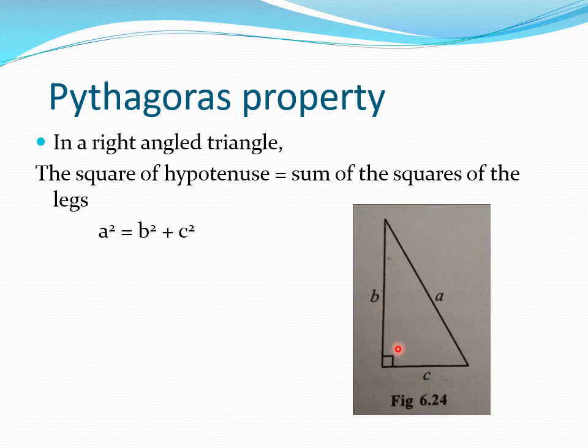So children, as per the Pythagoras property, we can write A square is equal to B square plus C square. The square of one leg plus the square of the other leg, C square, is equal to the square of the hypotenuse, A square. So A square is equal to B square plus C square. The teacher may explain this in the next class and we may do related problems also. Okay children.